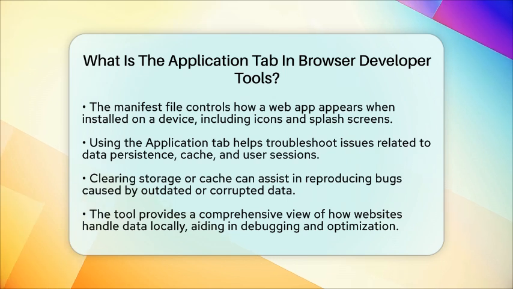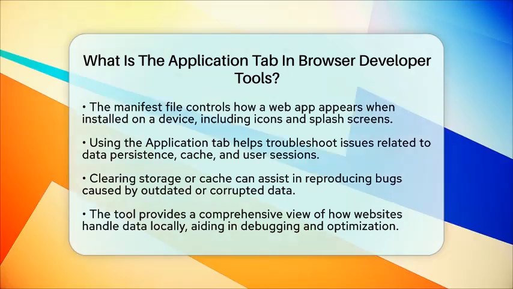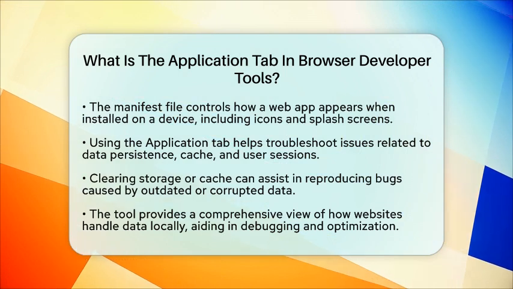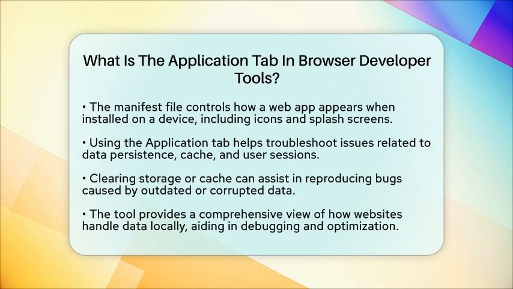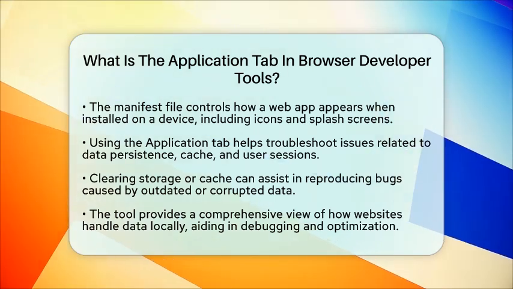Knowing how to use the Application tab is a big help when debugging JavaScript and browser issues. If your website isn't saving data correctly, you can check what is stored, modify it, and see how changes affect your app. Clearing cache or storage can help reproduce bugs caused by stale or corrupted data. You can also see how cookies and storage influence user sessions and permissions, which is useful for fixing security or access bugs.